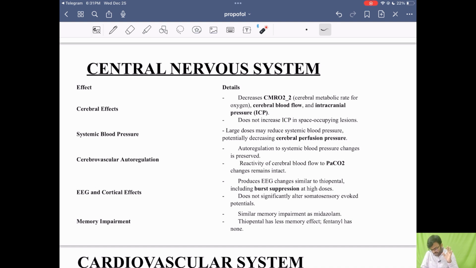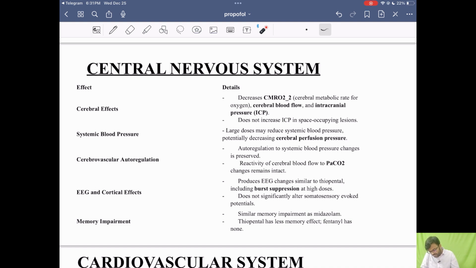All right. And when you administer it in patients who have raised intracranial pressure due to some space occupying lesion, then also it does not cause a very aggravated increase in the intracranial pressure. Second, if you give large doses, then it can lead to a fall in blood pressure, and it can also potentially decrease the cerebral perfusion pressure.